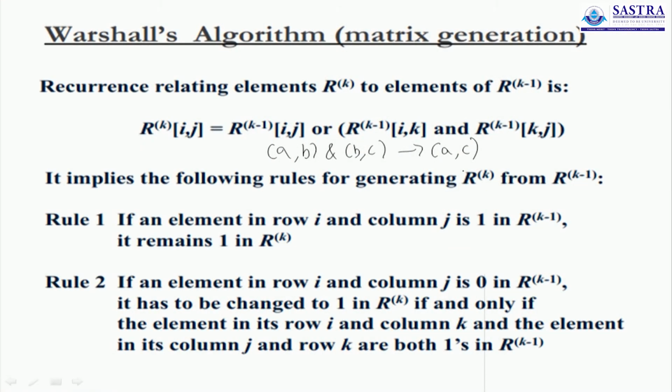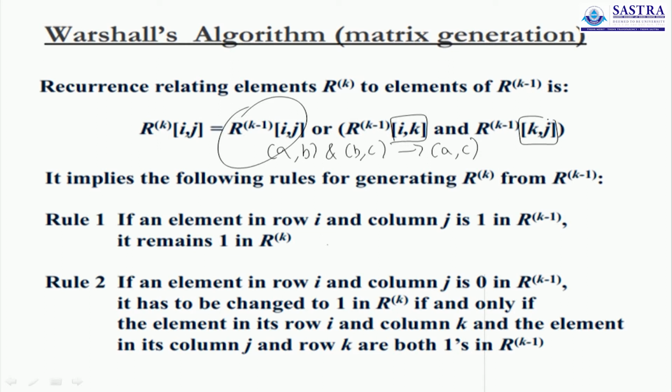It says in R, the ith row and jth column entry of a given matrix can be a 1 only if it was already a 1 in the previous iteration, or when you have i k and k j, that is row index i and column index k of one matrix and row index k and column index j of the same matrix. Only if both these are 1, we will have a situation where row index i and column index j become a 1.